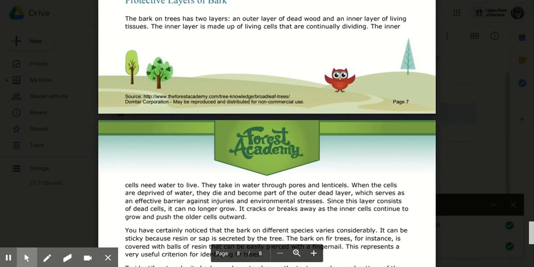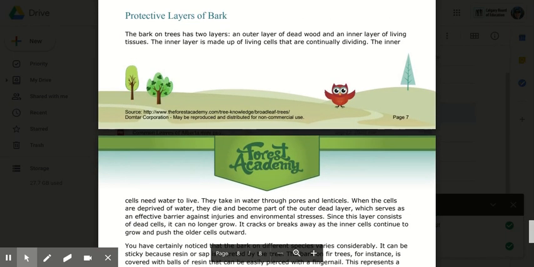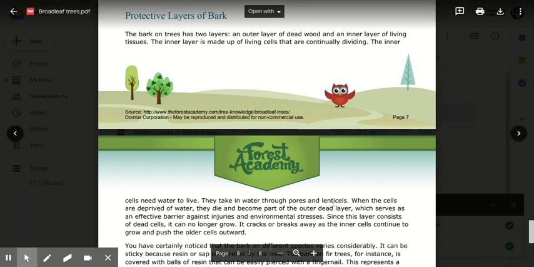Let's talk about the bark for a second. So the bark on trees has two layers. I think we talked about this in the conifers one. So there's an outer layer of dead wood and an inner layer of living tissues. The inner layer is made up of living cells that are continually dividing. The inner cells need water to live.